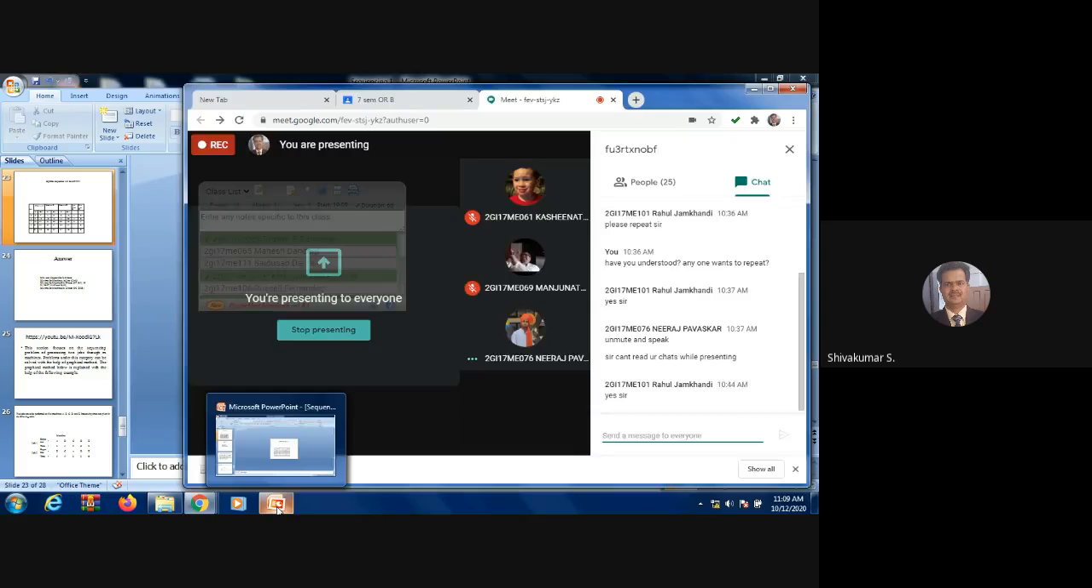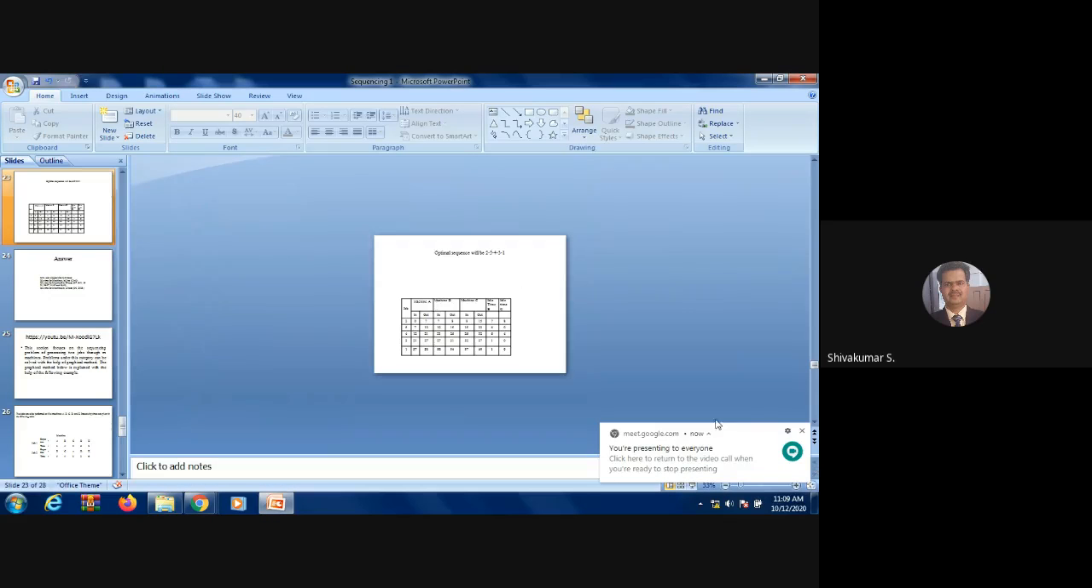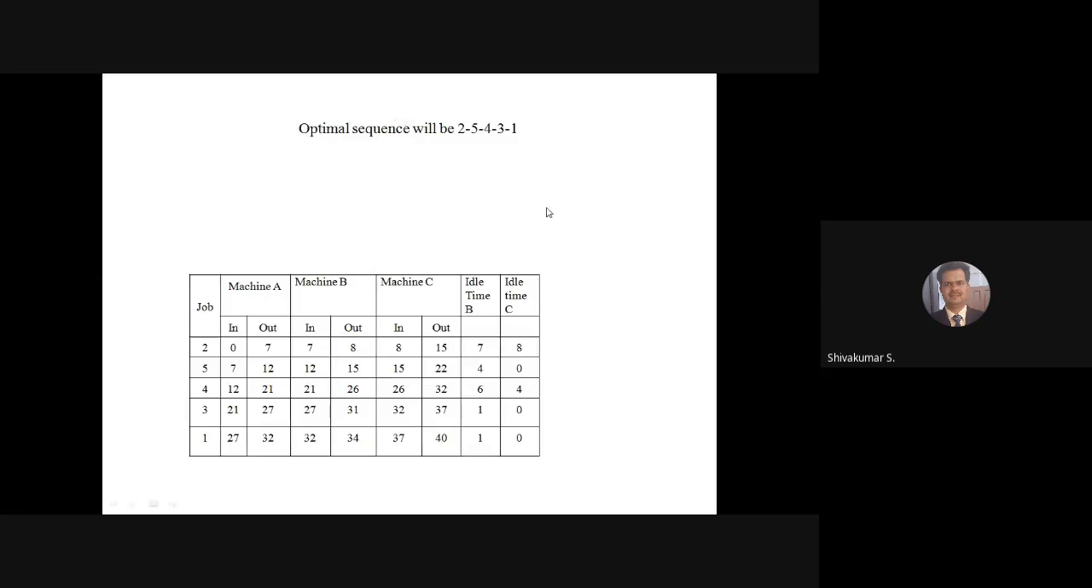Okay, I think you got this sequence now. Understand it, don't worry. Tomorrow I'm going to do one more problem with the same 2 machines, N jobs, and 3 machines, N jobs, on a digital board.